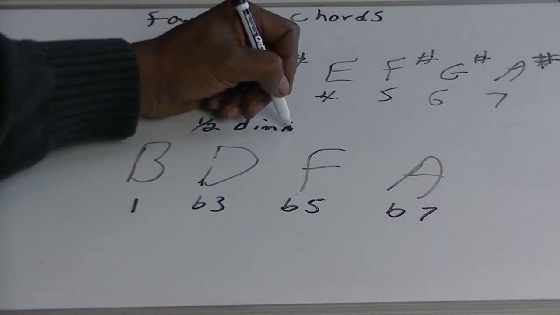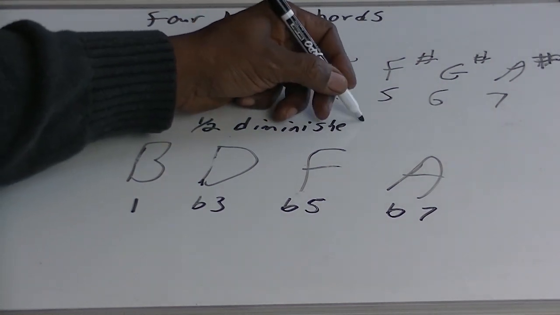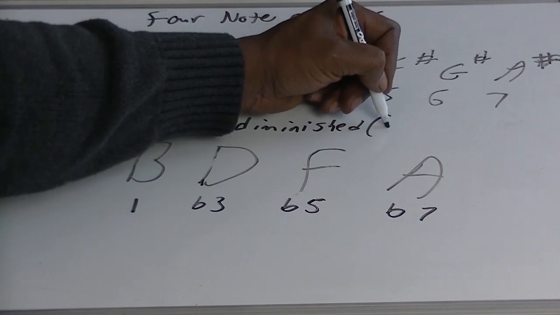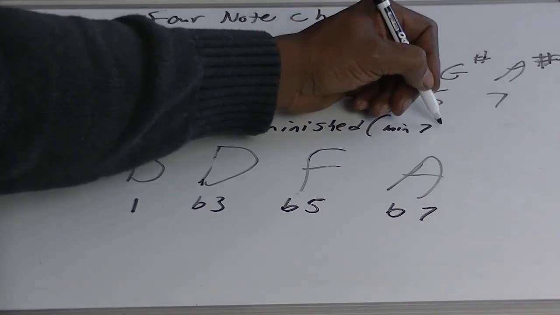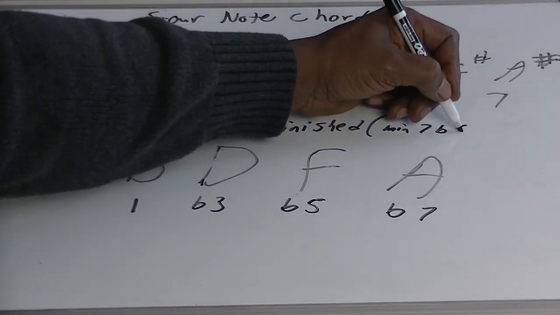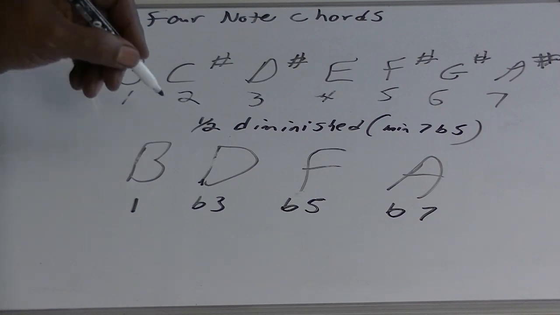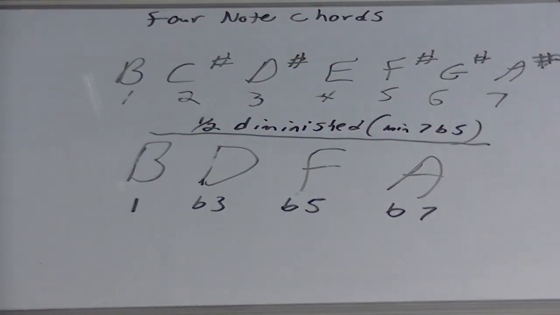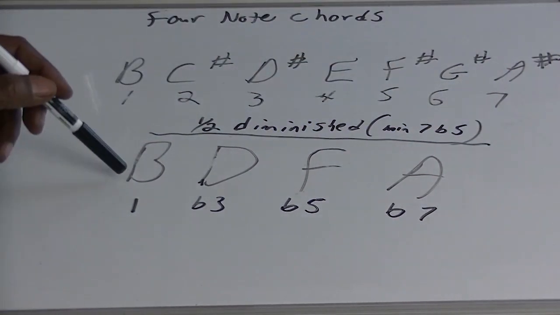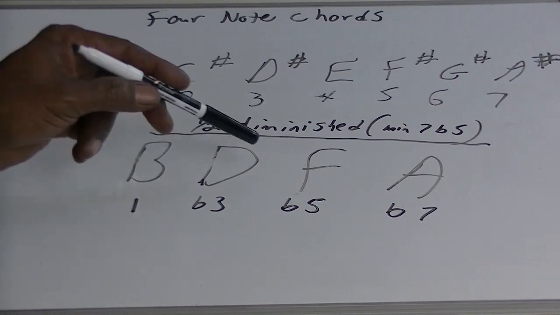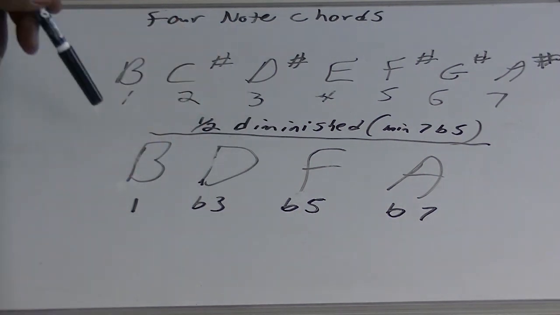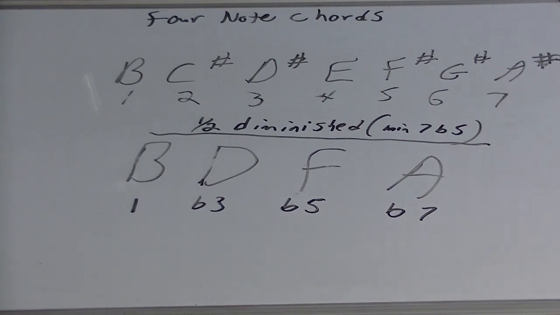And this chord also has another name, and that is the minor 7 flat 5 chord. Okay, but let's just take a quick look at this chord. What we started with was the root note, the flatted third, and the flatted fifth. These 3 notes represent the diminished triad.